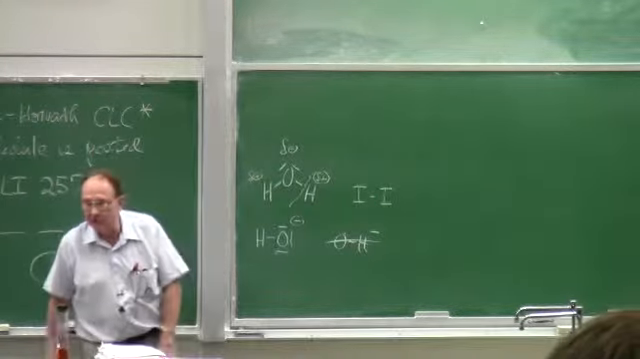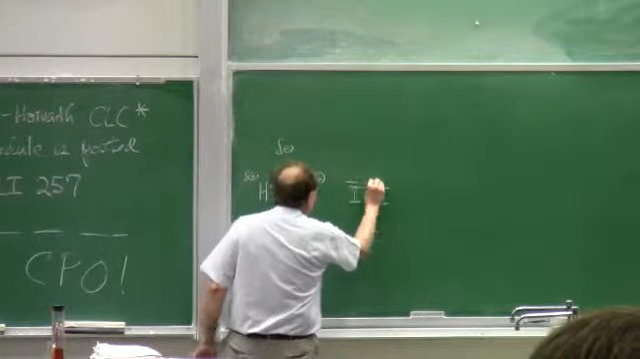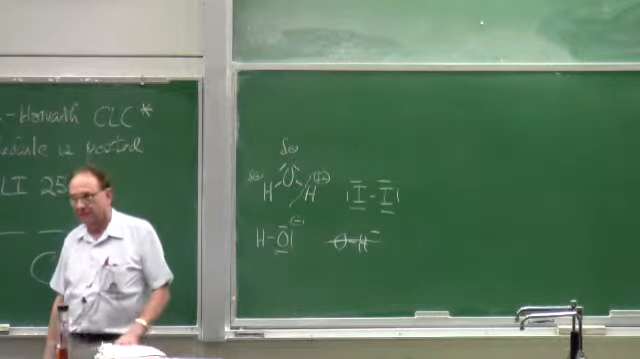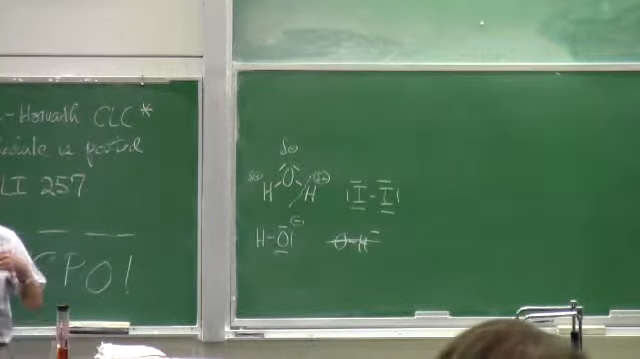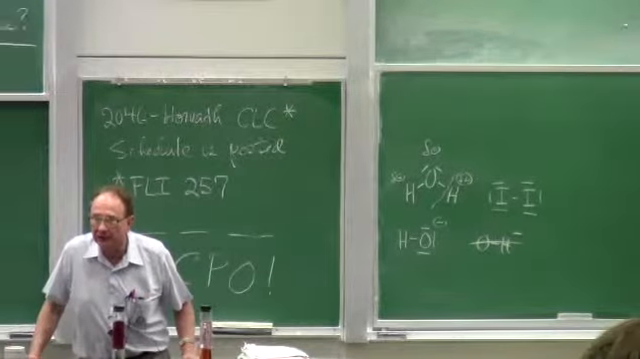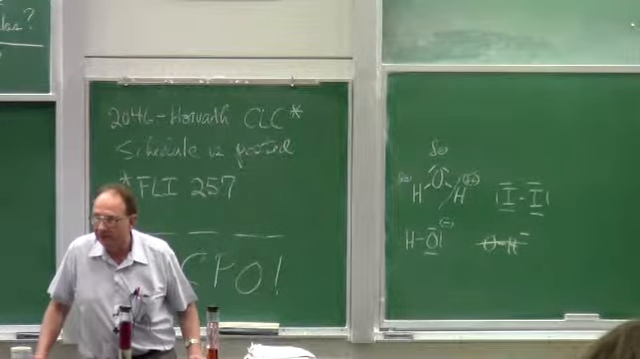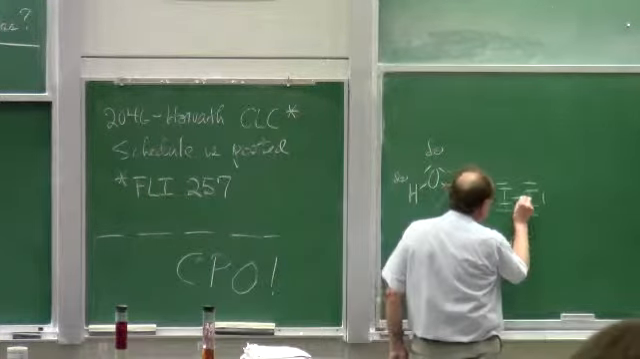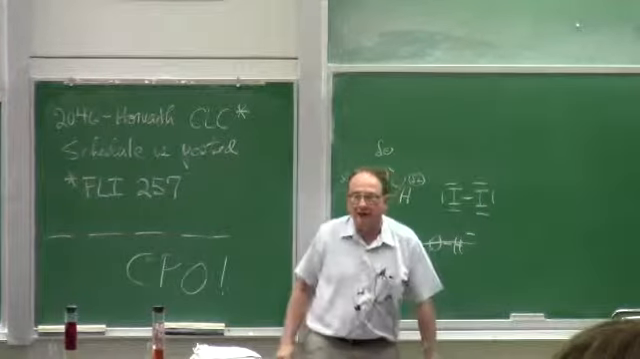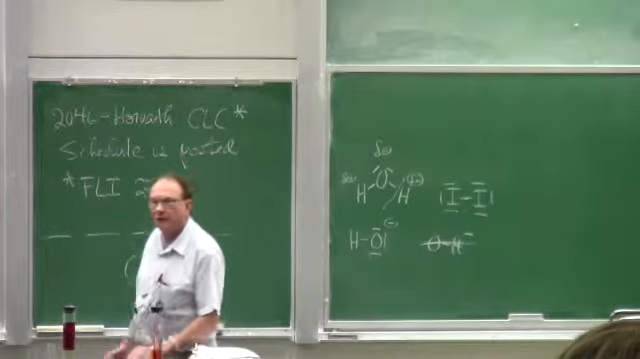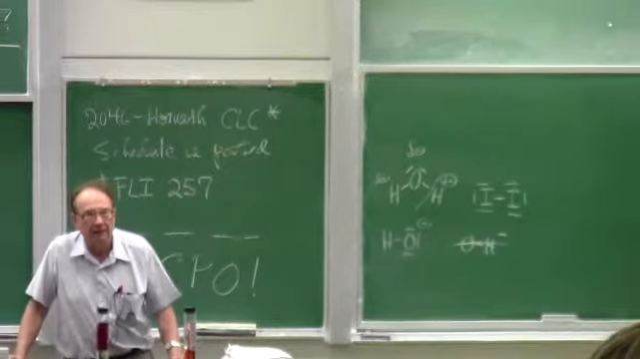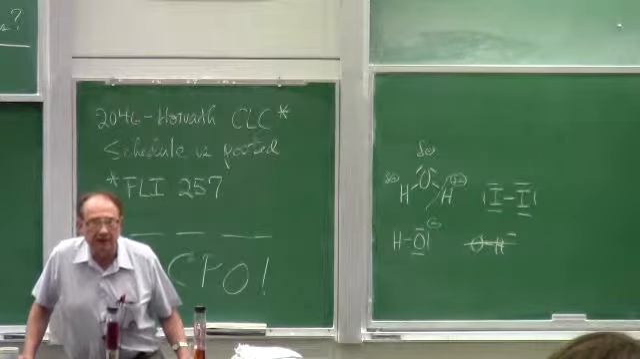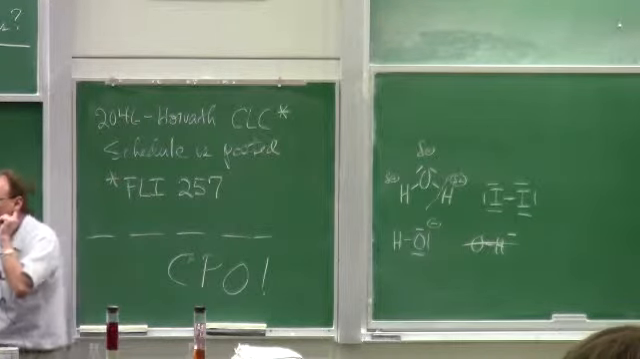However, for the I2 molecule, the valence electron density is perfectly symmetrical. It's distributed in a perfectly symmetrical fashion for this molecule along the bond axis. If you could see an I2 molecule, what would it look like?